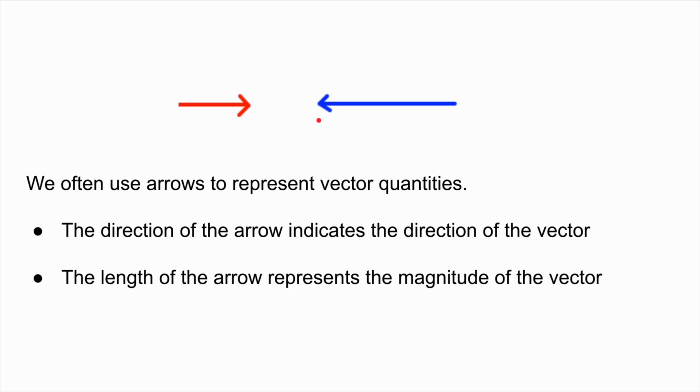So I look here, I see this blue one, which is pointing in the negative direction, is twice as long as the one that's pointing in the positive direction. So it has twice the magnitude. If this one was 10 meters per second in the positive direction, this one is negative 20 because it's going in the negative direction and it's twice as long.